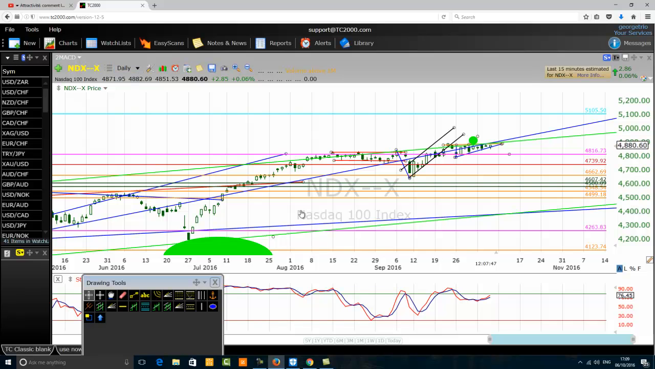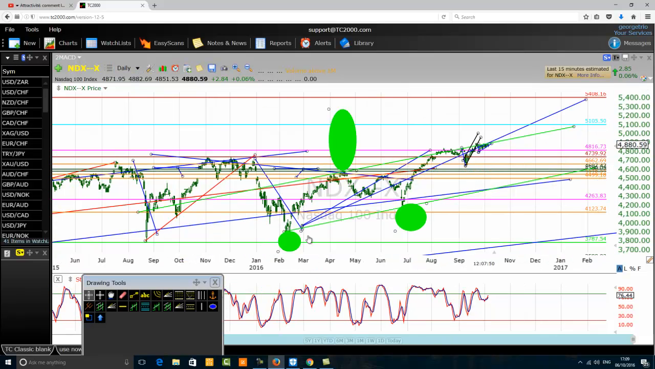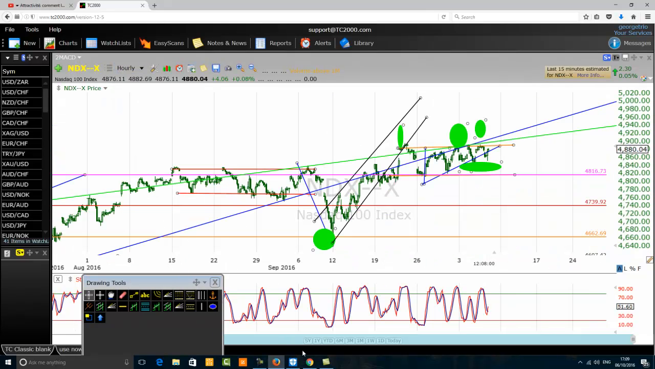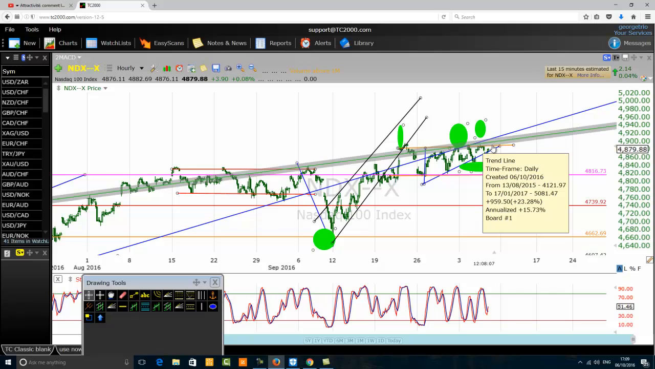Okay, so on the daily chart, you can see that the price is in a rising channel, but it's on the edge of that rising channel, the green channel. It's on the edge of it. Let's go to the hourly time frame. You can see that's the trend line that I've drawn on the daily chart. You see that we are on the edge. We are inside it, but we are on the edge of it.